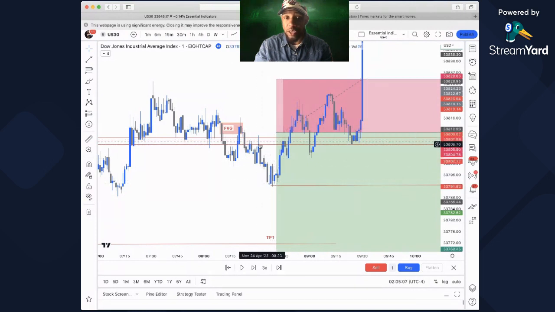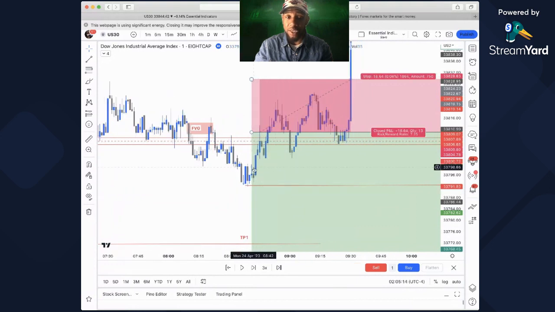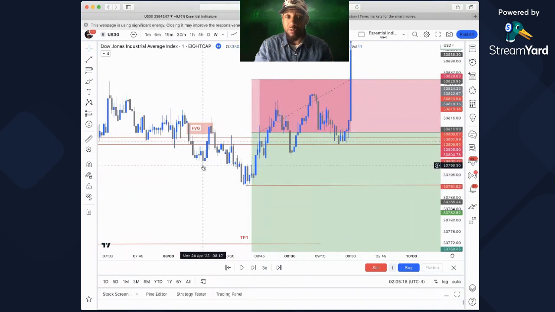Okay, going over that new week open gap. Okay, but let's not even get into that. But it breaks structure to the upside after sweeping liquidity right here. I'll draw a line here. All right. Boom.